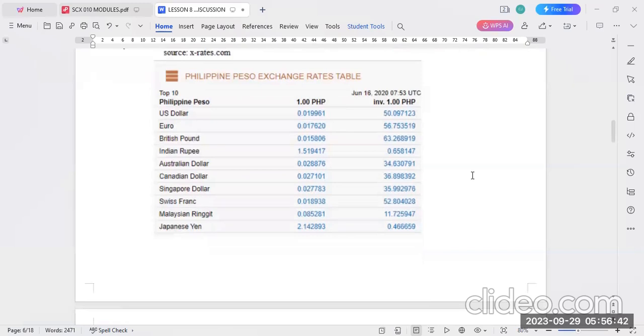And then the last type of data presentation, which is the graphical, will be discussed in the next module, module number 9.